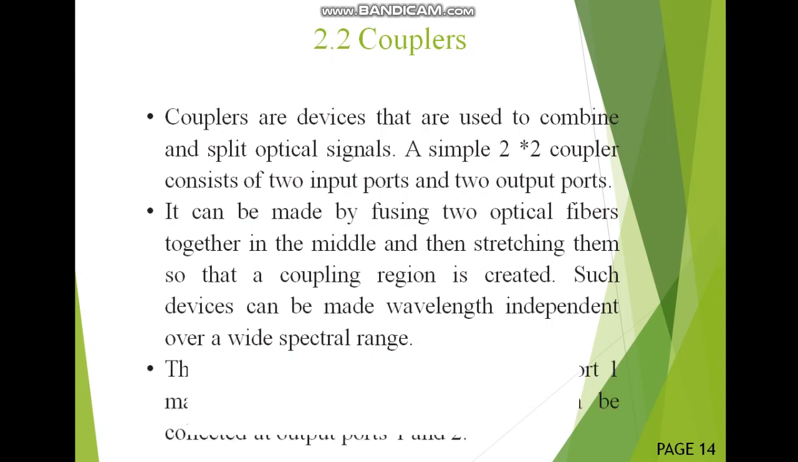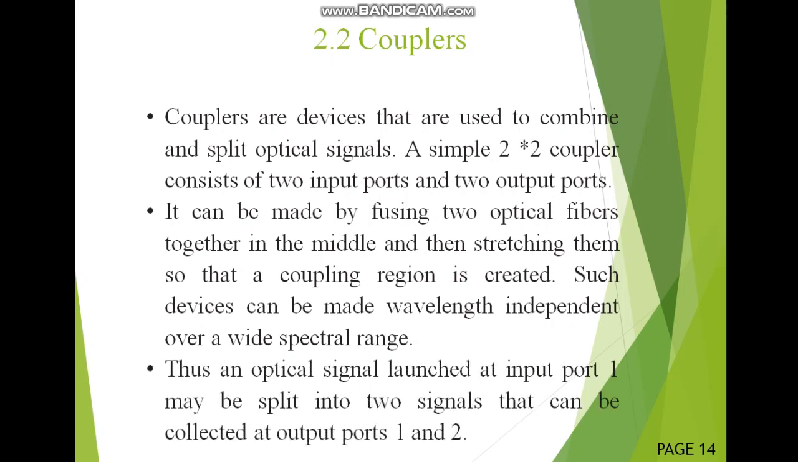So now, what is a coupler? A coupler is a device in which we can launch an input signal at the input port, which may be split into 2 signals that can be collected at output ports 1 and 2. Through the input port we are transmitting the input signal, that is optical light. At the output side I have 2 ports, through which I will split my signal.